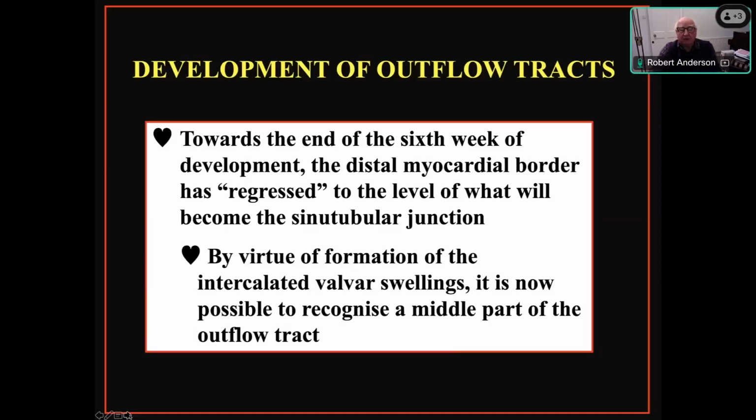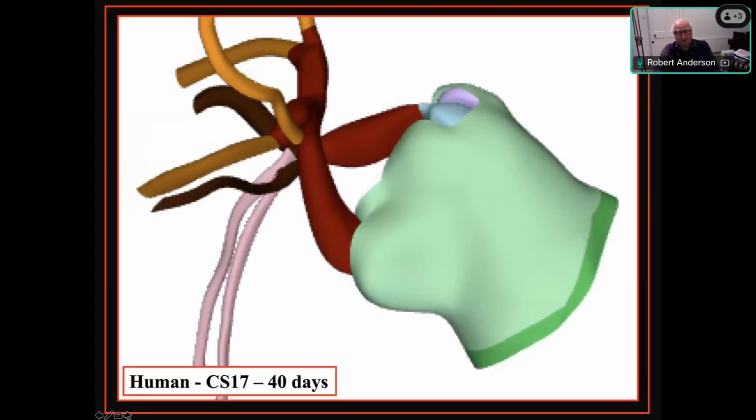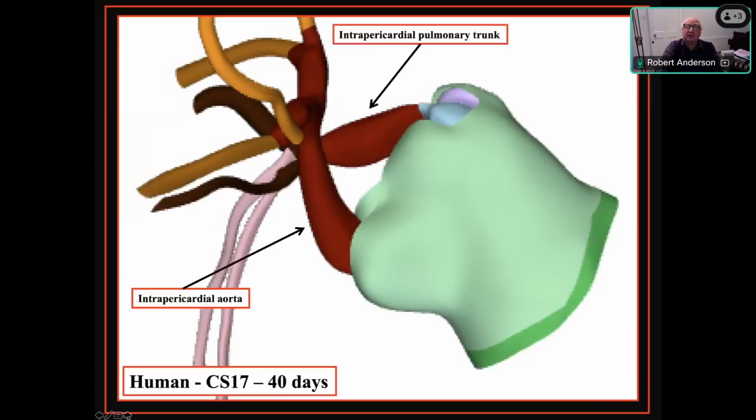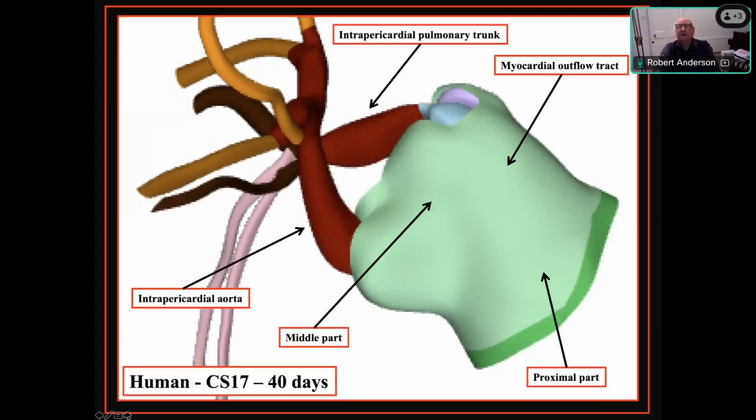So now I need to return to the formation of those intercalated valvar swellings, because it is the appearance of those swellings that permits us to divide the outflow tract into its 3 definitive parts. So here we see the situation as we begin the 7th week of development. We're looking at it from the right side. Now the intrapericardial aorta, the intrapericardial pulmonary trunk have developed their own walls. The light green is still showing us the myocardium. And the myocardium now has both a middle part and a proximal part.